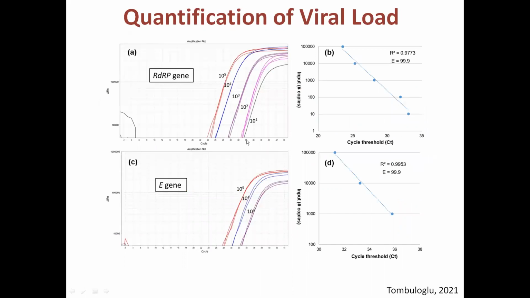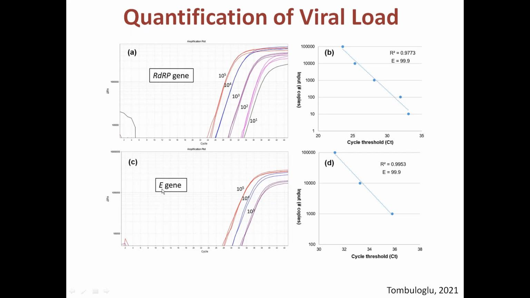What is the exact data? This is the RDRP gene. Here we can see there are 10 virus particles in the sample. You can detect 10 literally. So this is 10, this is 100, this is 1000, this is 10,000, this is 1 lakh. So it is more specific. And this E gene is slightly less specific than the RDRP.